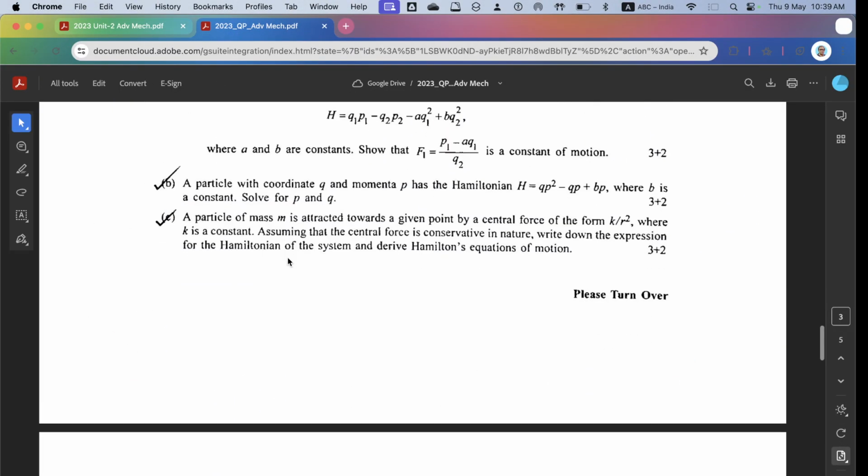Next, question 3C. A particle of mass m is attracted towards a given point by a central force of the form k by r square, where k is a constant. Assuming that the central force is conservative in nature, write down the expression for the Hamiltonian of the system and derive Hamilton's equations of motion.